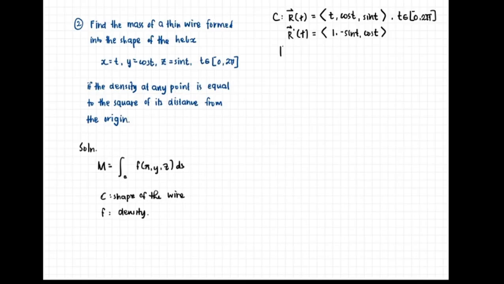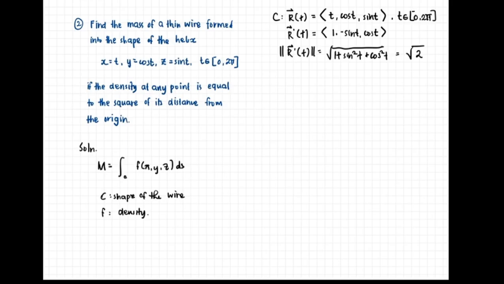And so the norm of r prime of t is equal to the square root of 1 plus negative sine t quantity squared, which is sine squared t, plus cosine t quantity squared, which is cosine squared t. And so this is equal now to the square root of 1 plus sine squared plus cosine squared, which is 1. So we have here the square root of 2.